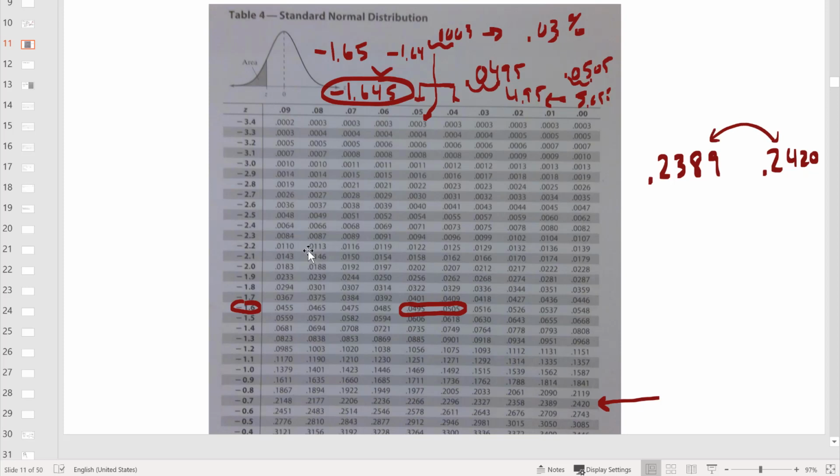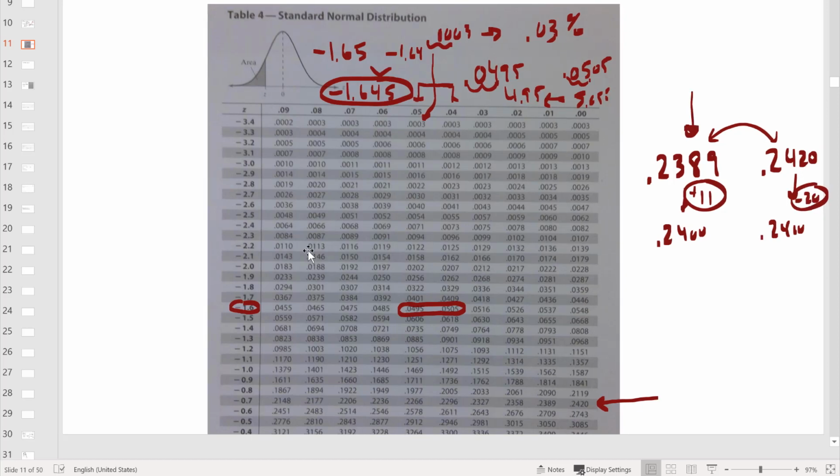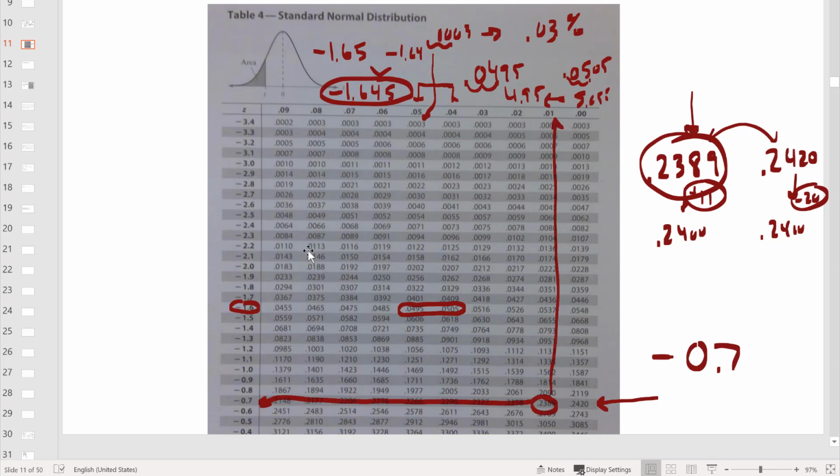Not like the first one that we did. Notice in order for me to get exactly to 0.2400, I need to add 11 right here. So I'm 11 off on this guy. If I were to go backwards to get to 0.2400, I'd have to subtract 20. So notice this one actually is closer, by 0.0009 units. So I'm going to use this number. And that number corresponds to negative 0.7, and let's see where 1. There it is. Okay, so for my z-score for the 24th percentile, I'm going to use negative 0.71.